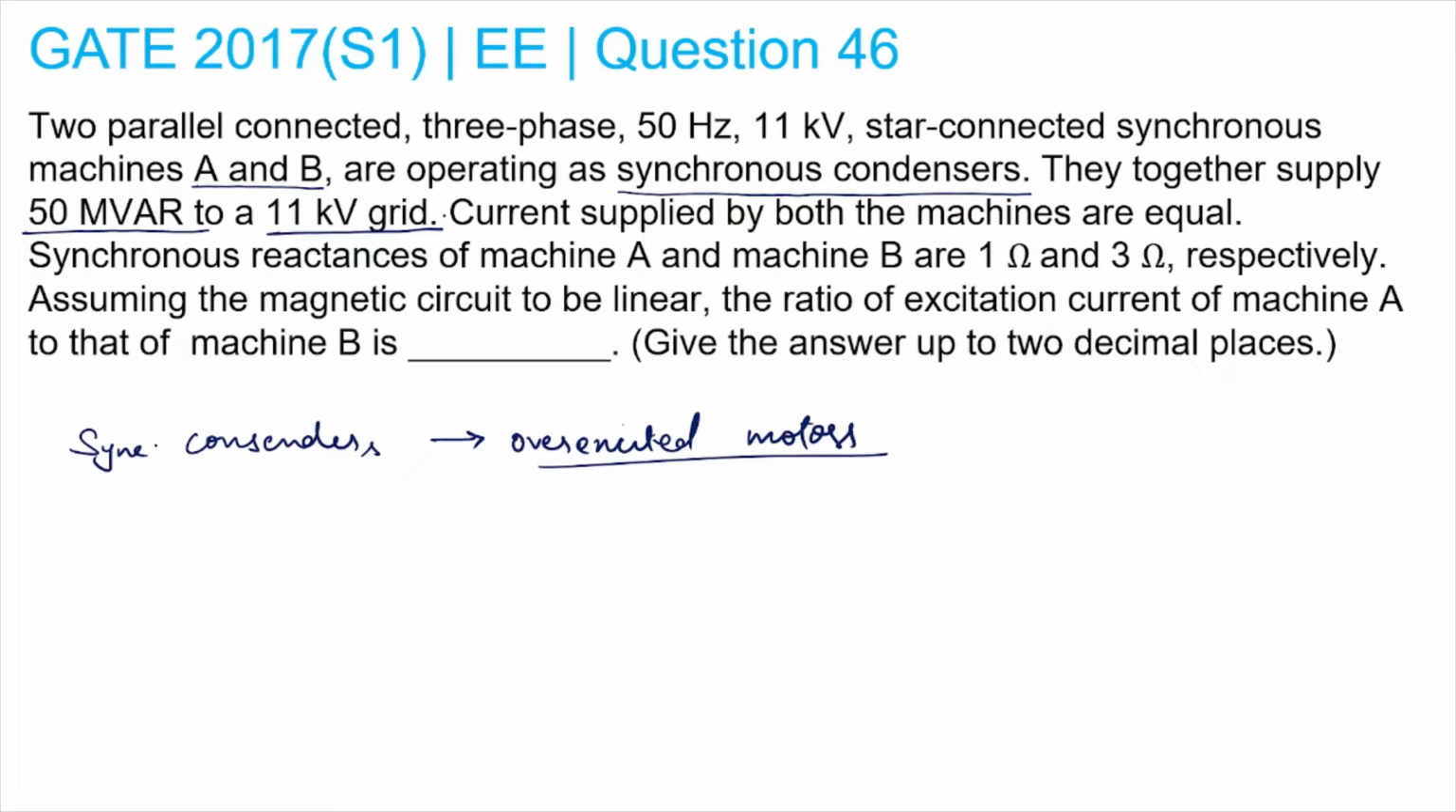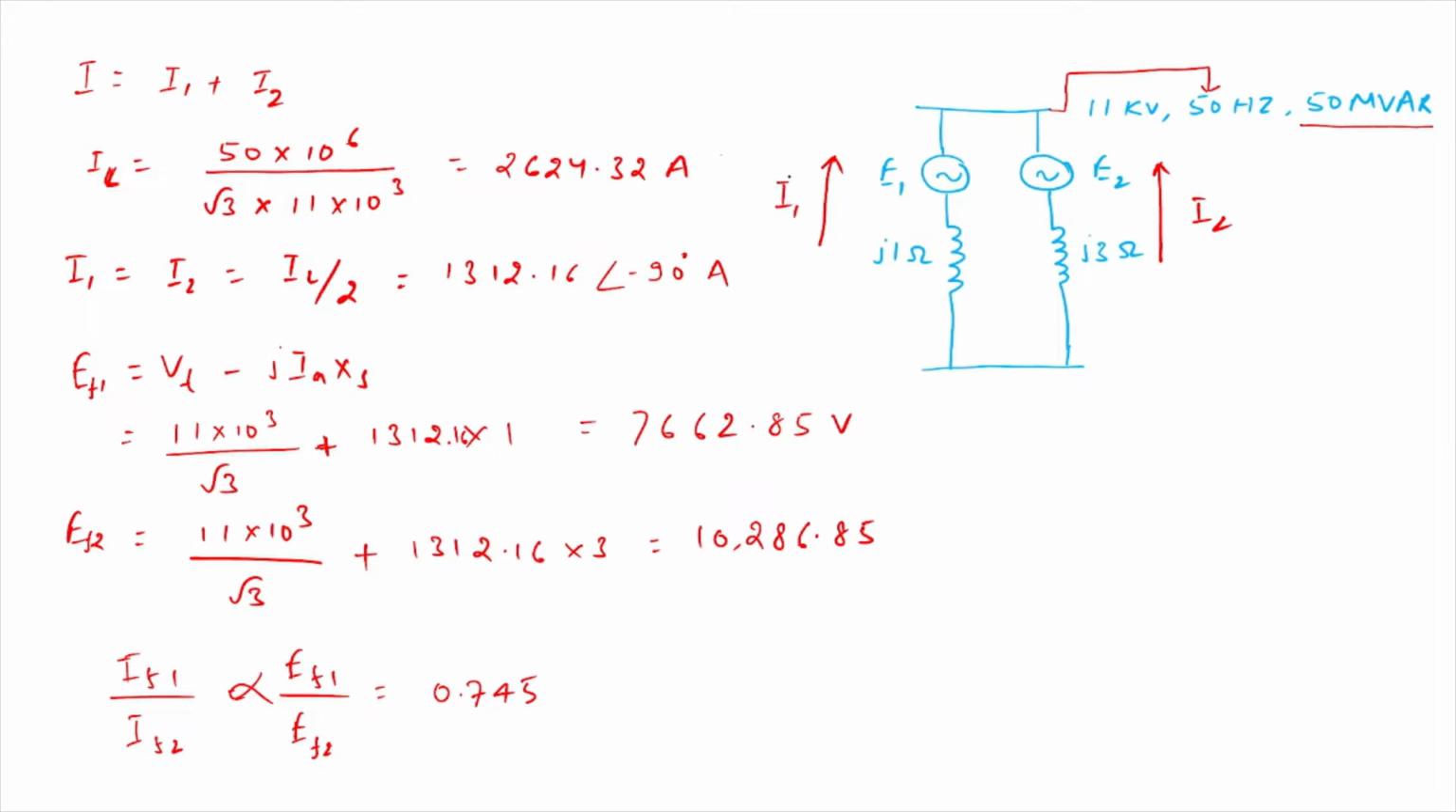Motors generally take power from the grid or supply, but here they are working as condensers and supplying reactive power to a 11 kV grid. Now, the currents supplied by both the machines are equal. So I1 and I2, the two currents supplied by the two parallel connected condensers, are the same. So I1 is equal to I2.